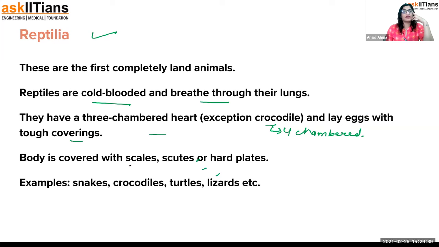Okay, the body is covered with scales, coats, and hard plates. Not the scales that fishes have, but a hard covering. The body is literally very hard. And do not think about the lizard all the time. You can think about the crocodile also while you talk about the properties. They have bilateral symmetry and a complete digestive system. And you have learned in all the categories whether the heart is two-chambered or three-chambered. They have a closed circulatory system, wherever there are blood vessels.